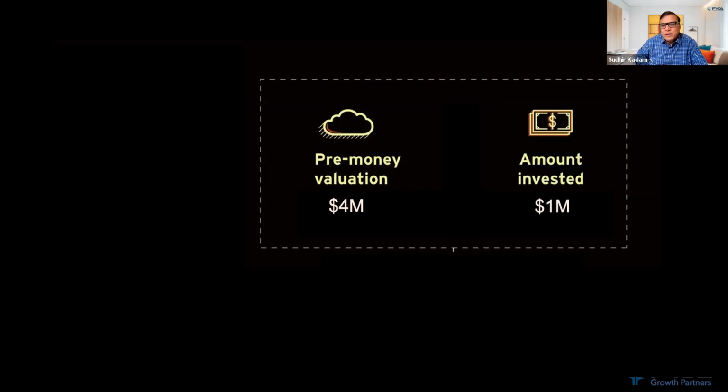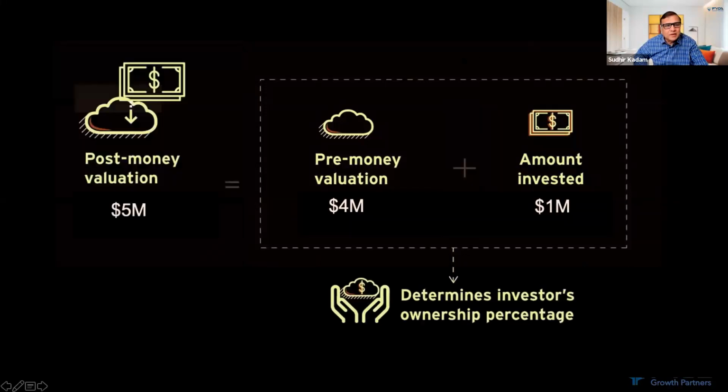And let's say you go and raise 1 million. So pre-money plus the amount invested becomes your post-money. After you take this round, your valuation will be 5 million, which is the current valuation plus the investment, and that's your post-money valuation.